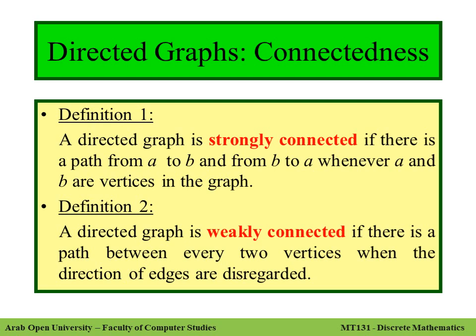Of course, a graph may not meet that condition, so there is a weaker condition. Definition 2: a directed graph is said to be weakly connected if there is a path between every two vertices when the direction of edges is disregarded. If you have a directed graph and remove the direction, you end up with a regular graph. If the resulting graph is connected, there is a path between any two vertices, then the original graph will be called weakly connected.